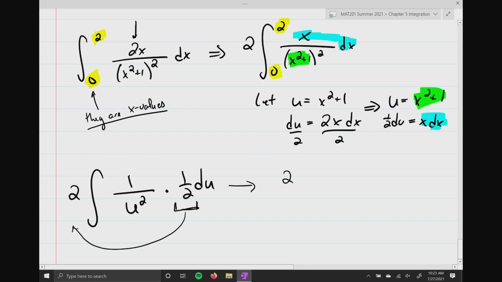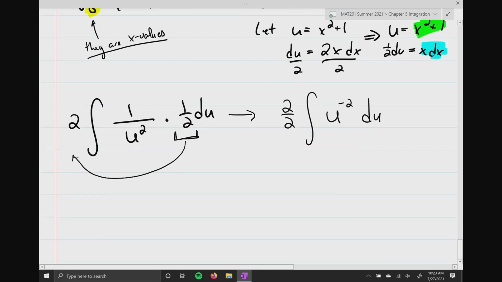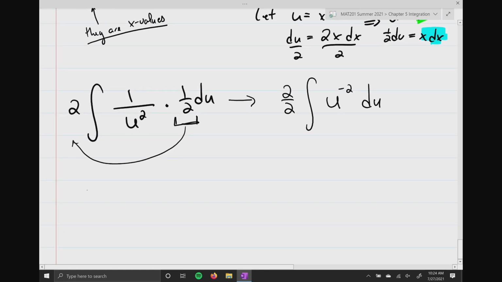So that's going to give me 2 over 2 times the integral. Now, 1 over u squared, we need to rewrite that as u to the negative 2, because we need it to be an exponent so we can apply our power rule, times du. Now, 2 over 2 simplifies into a 1, so this is nothing more than just u to the negative 2 power times du. So, when we integrate, remember, you're adding 1.